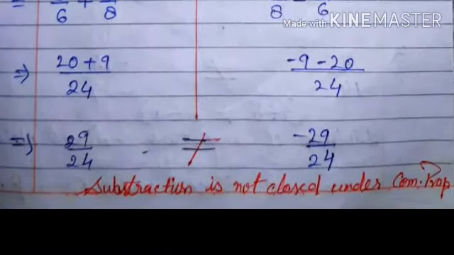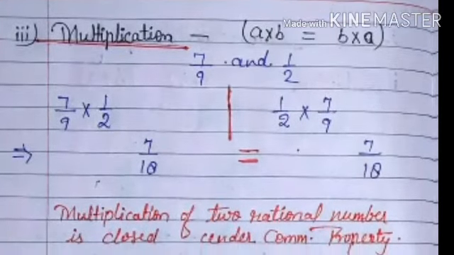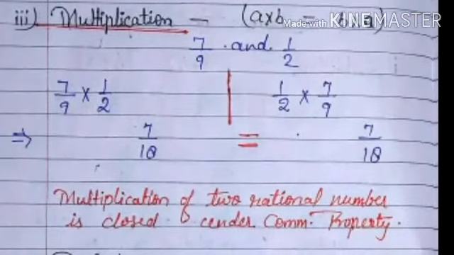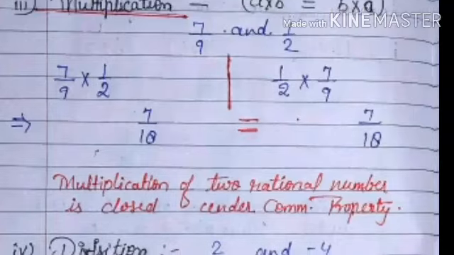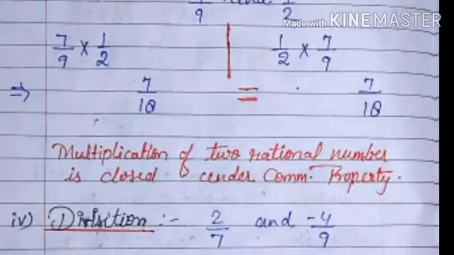So next we will check it for multiplication. Again we have two rational numbers a and b, and we have to check whether a multiplied by b is equal to b multiplied by a or not. So again we have two rational numbers, 7/9 and 1/2.